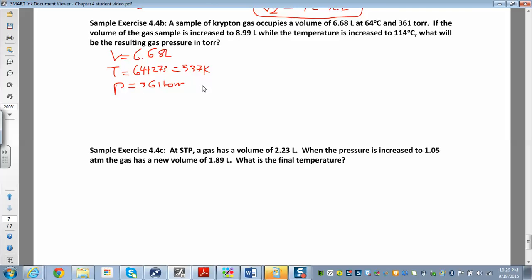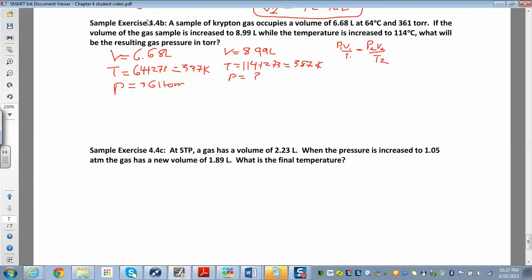If the volume of the gas is increased to 8.99 liters, while the temperature is also increasing to 114 degrees Celsius, we're going to add 273 to that. That's 387 Kelvin. And they want to know what the new pressure will be. So again, we're going to use P1 V1 over T1 equals P2 V2 over T2. Plug all that in and solve.